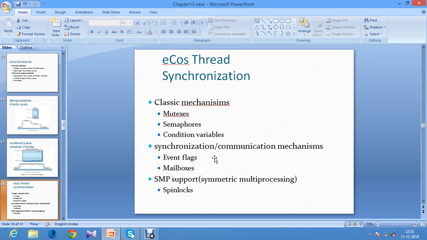ECAS thread synchronization. The ECAS kernel can be configured to include one or more of 6 different thread synchronization mechanisms. These include classic synchronization mechanisms: mutex, semaphore, and condition variables. In addition, ECAS supports two synchronization or communication mechanisms that are common in real time, namely event flags and mailboxes. Finally, the ECAS kernel supports spin locks, which are useful in symmetric multiprocessing systems.